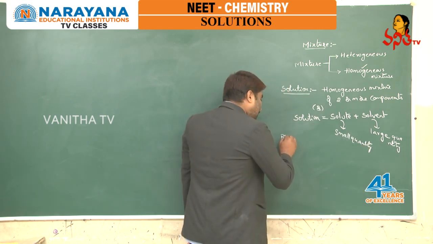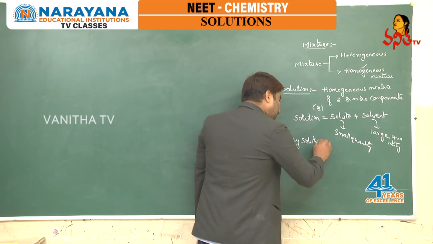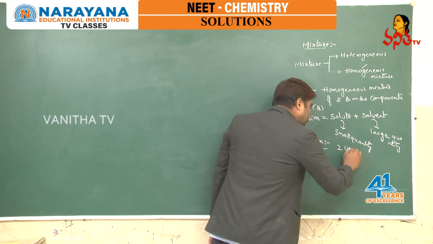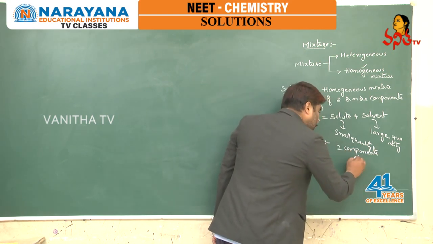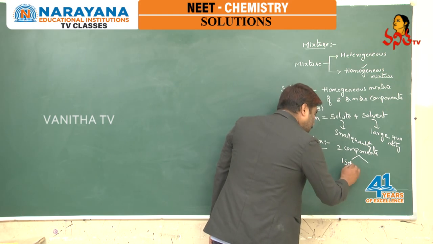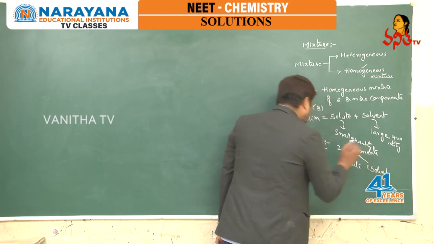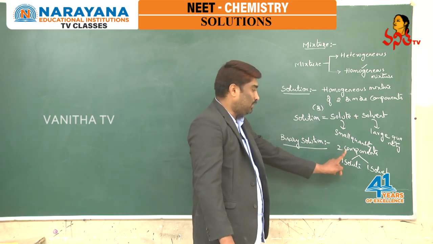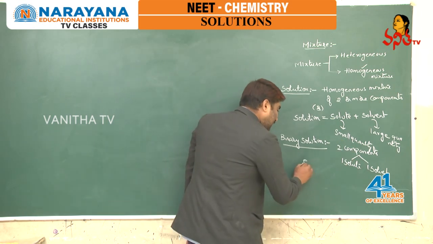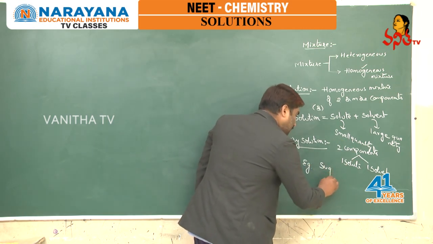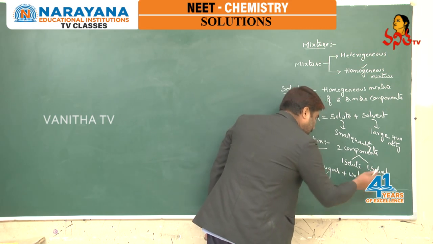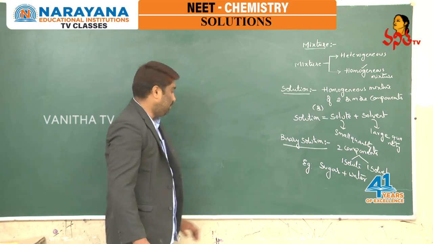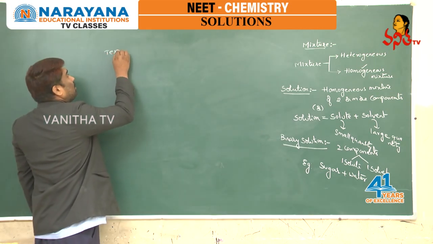For example, let us discuss a binary solution. If a solution is made up of two components, one solute and one solvent, then it is called a binary solution. A solution containing two components is called a binary solution. Let us take an example: sugar plus water. This is an example of a binary solution. Here sugar is the solute and water is the solvent.